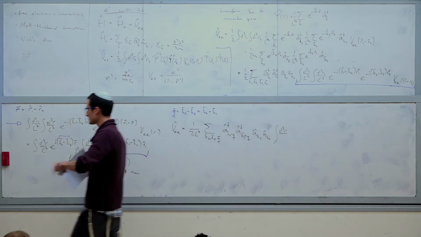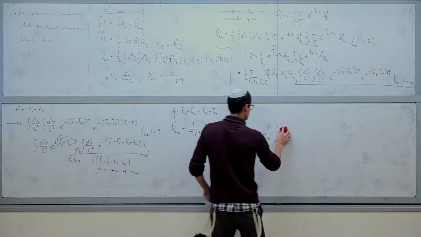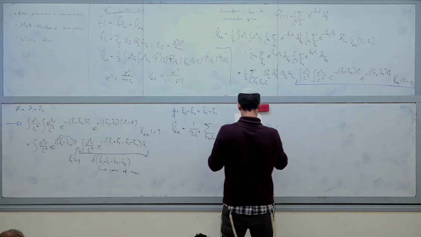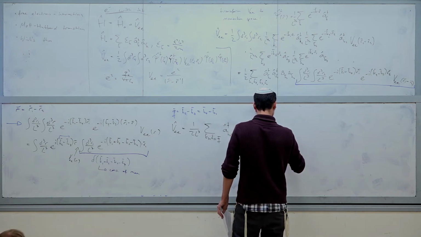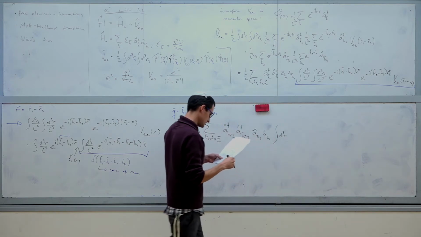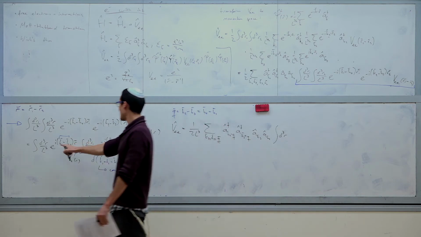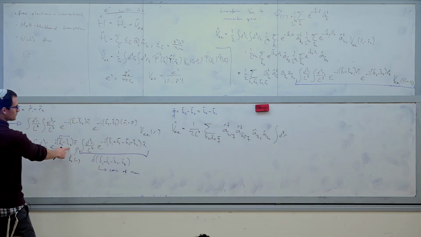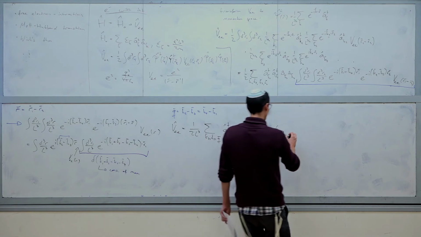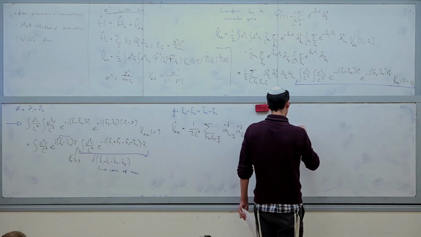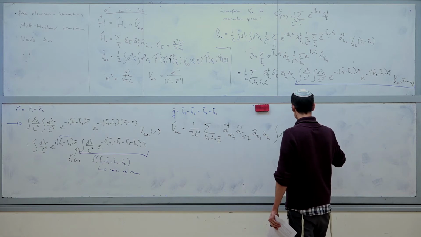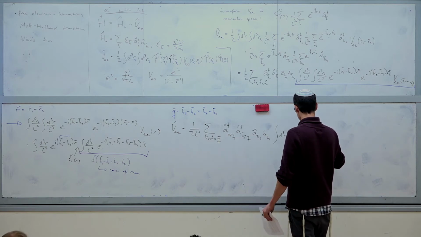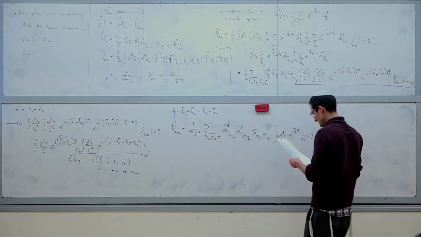It's this integral, and then e to the I, but K2 minus K3, that is Q. So it's e to the I QR times the potential V of R.